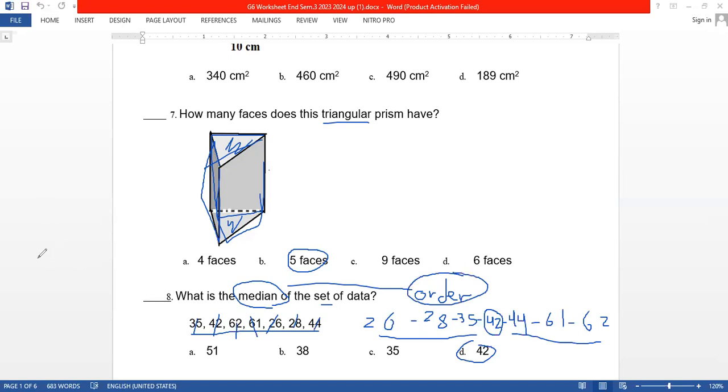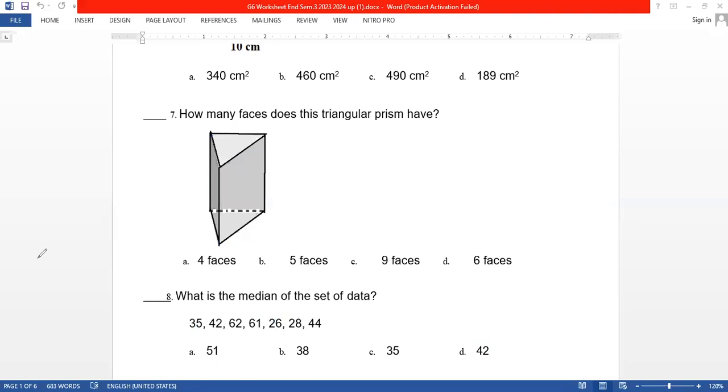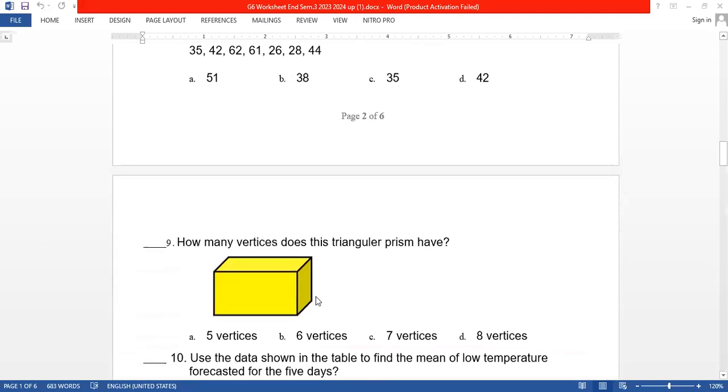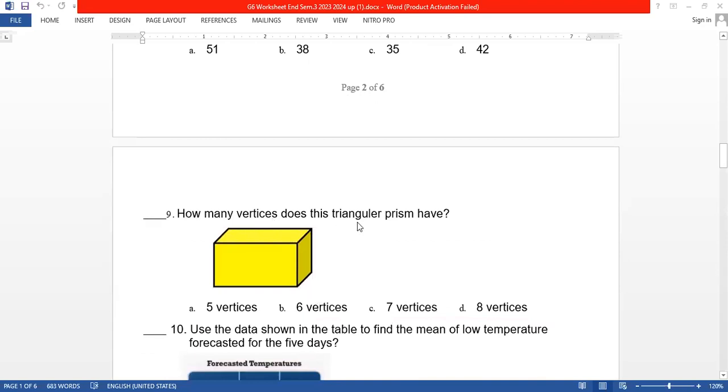Now next question, question number 9. How many vertices does this triangular prism have? Look, guys, some people don't imagine it. You have to imagine it. Because we ask about the vertices, which means the corner where the sides meet, or where the edges meet. 1, 2, 3, 4, 5, 6, 7, 8. So we have 8 vertices.